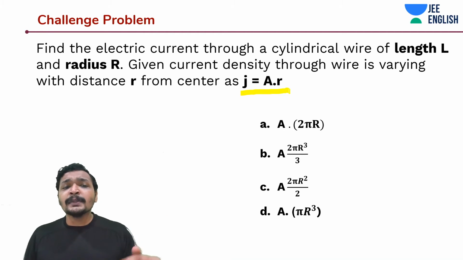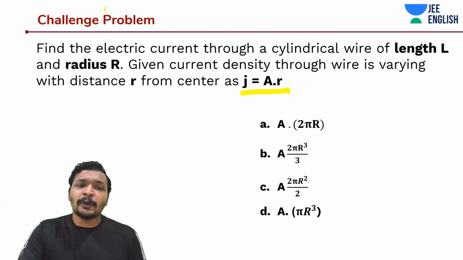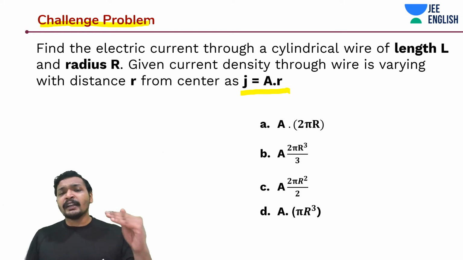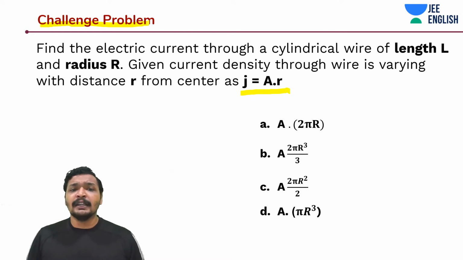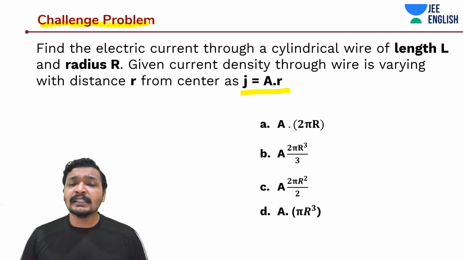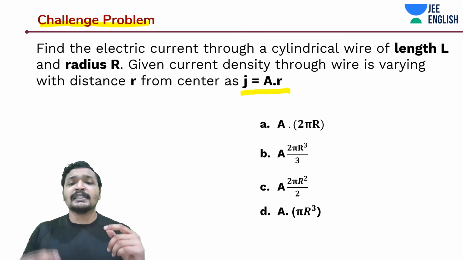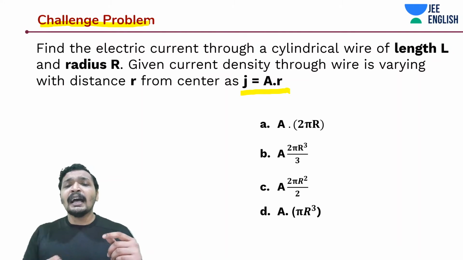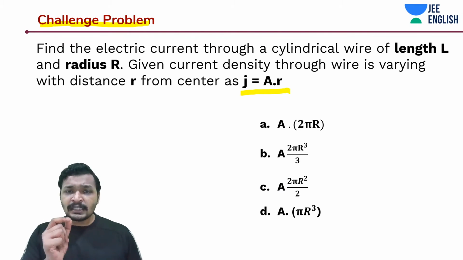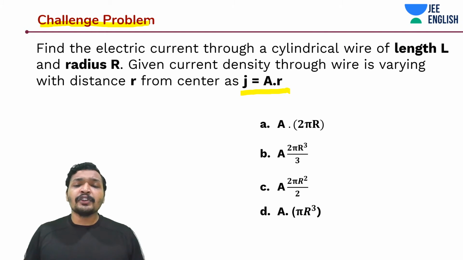This is not a confuse-me challenge problem. This is a plain challenge problem. Have a look at it over here. This is a plain challenge problem where we are trying to find out the value of current. Find the electric current through a cylindrical wire of length L and radius R, but the current density is varying from the center as A into r. If you move a distance r, the current density is going to be A into r.